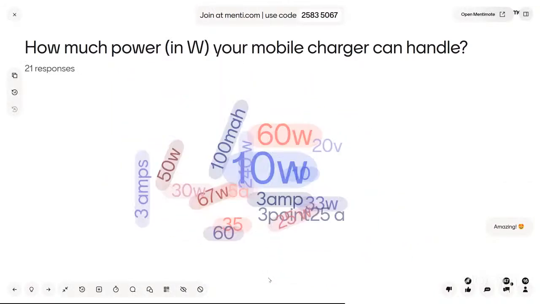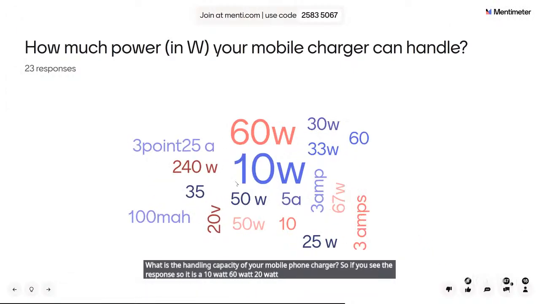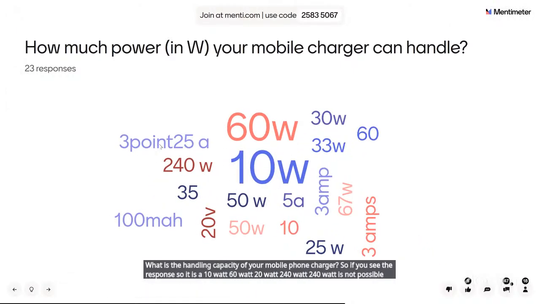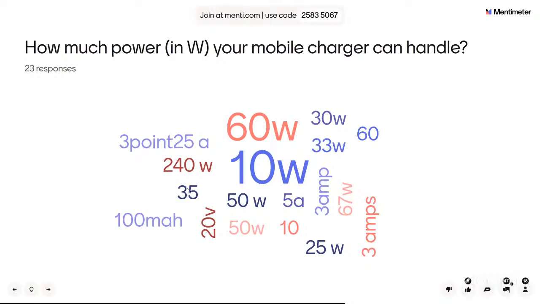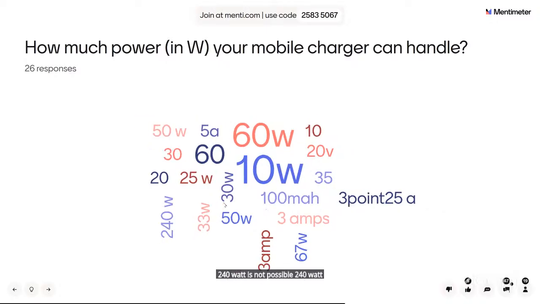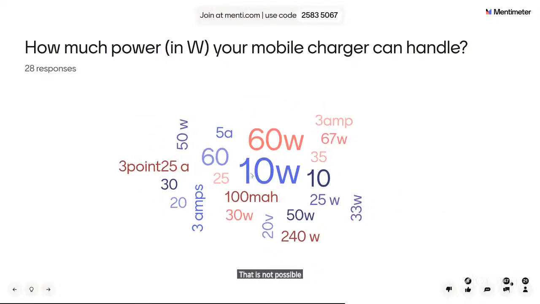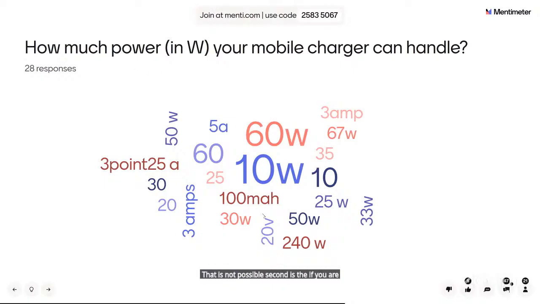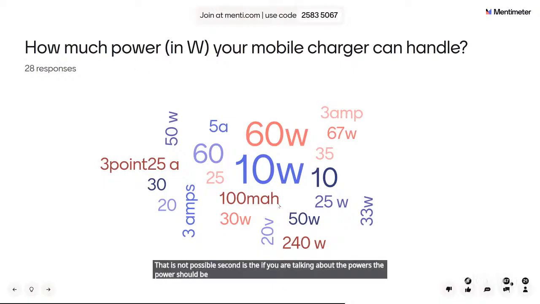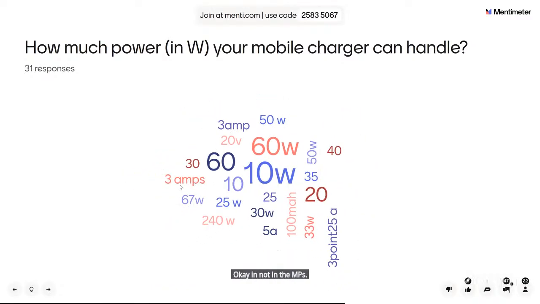So if you see the responses, it is 10 watt, 60 watt, 20 watt, 240 watt. 240 watt is not possible. Who says this 240 watt? That is not possible. Second, if you are talking about power, it should be in watt, not in milliampere hour, not in amperes. With the amperes, like 3 amperes, the voltage is also mentioned.